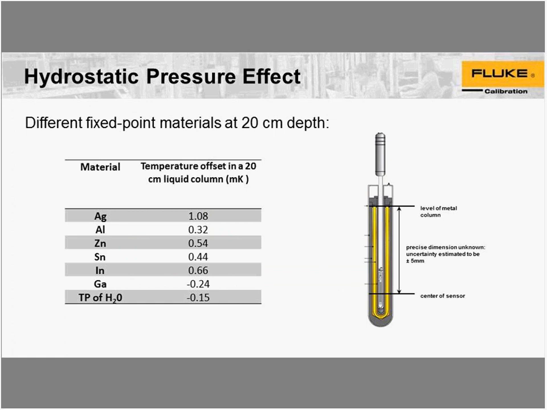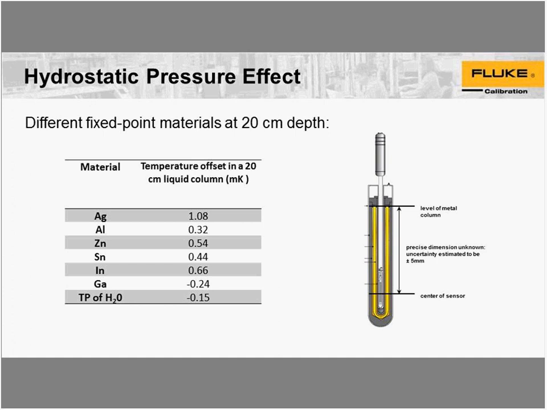And for the static pressure effect, we have an example here where we have a typical, you know, not all fixed point cells have exactly a 20 centimeter depth. We just pick 20 centimeters to make the math a little more straightforward. And keep in mind, this is the depth from the top of the liquid column down to the midpoint of the sensor. It's not down to the tip of the sensor, but to the midpoint. And it can be difficult to know exactly what this dimension is, so there will be some uncertainty as you estimate where the midpoint of the sensor is and what the height of the column is inside the cell.